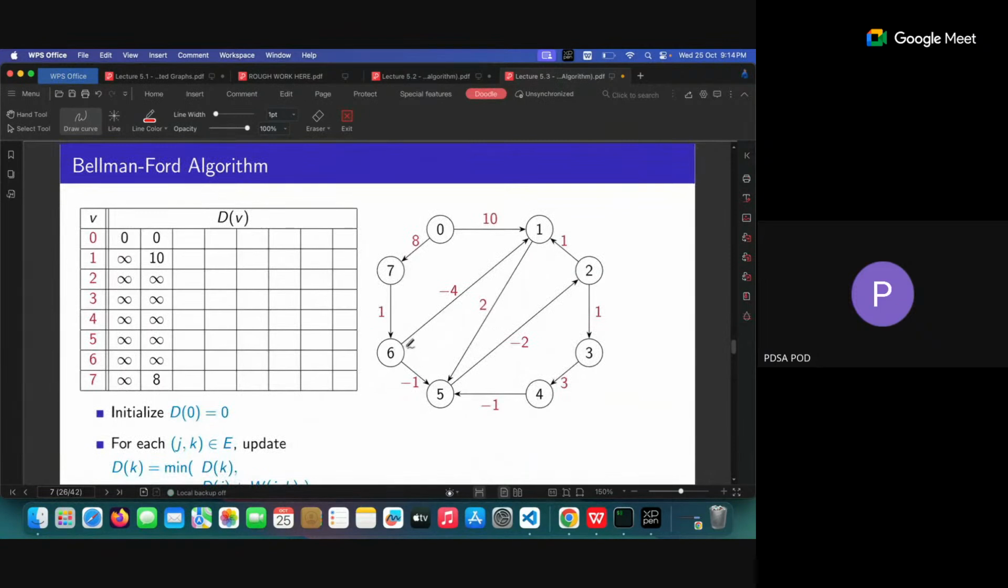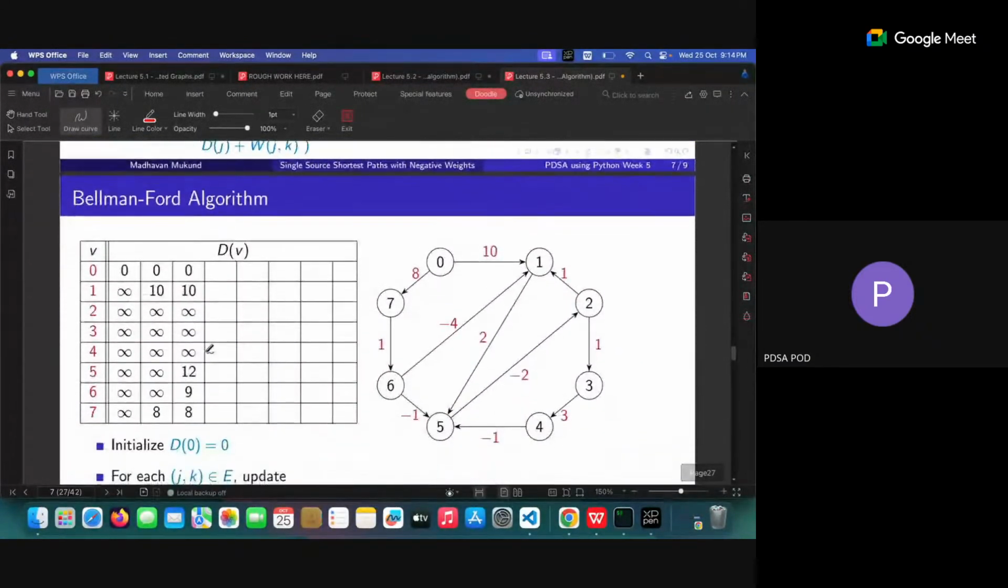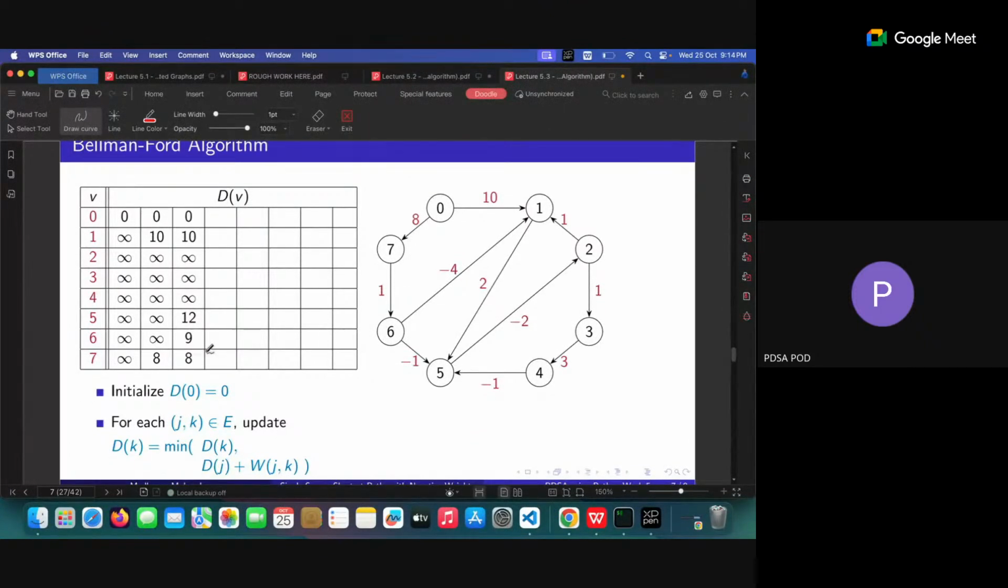So from 0 to 1, the weight is 10. It is updated, it's fine, no problem. From 0 to 7, we have a path of 8. It's updated, no issues. In this, it's very clear. Now we go for the next slide, 27. When you look at this 27, we already got the values for 0, the values for 1, the value for 8. Clear? Then after it, please see this here.